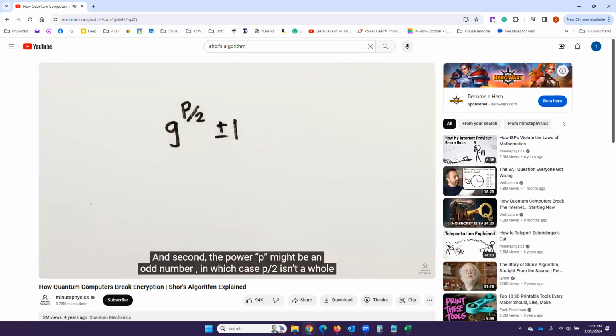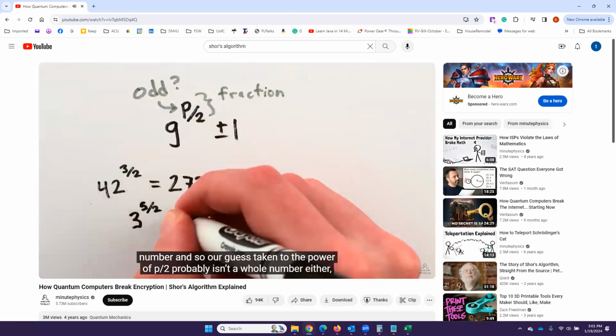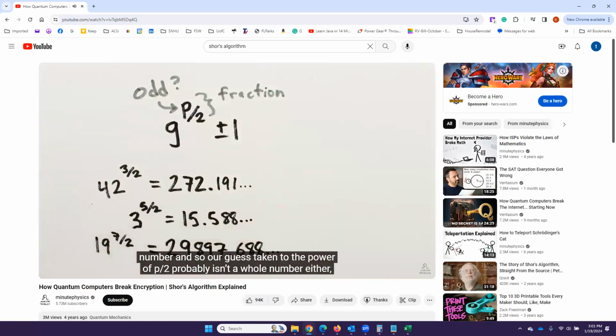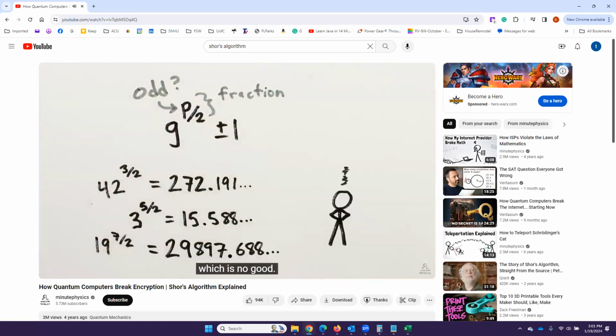And second, the power p might be an odd number, in which case p over 2 isn't a whole number, and so our guess taken to the power of p over 2 probably isn't a whole number either, which is no good. We're working with integers here.